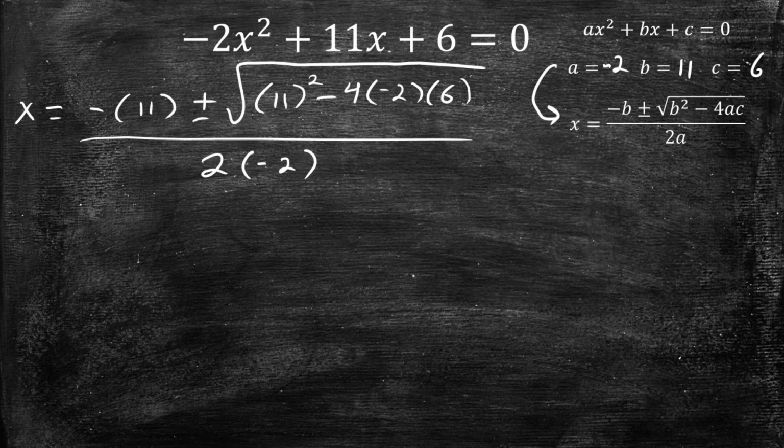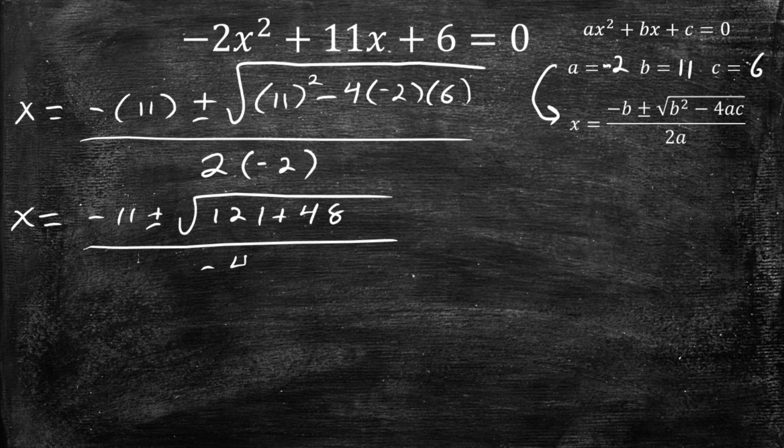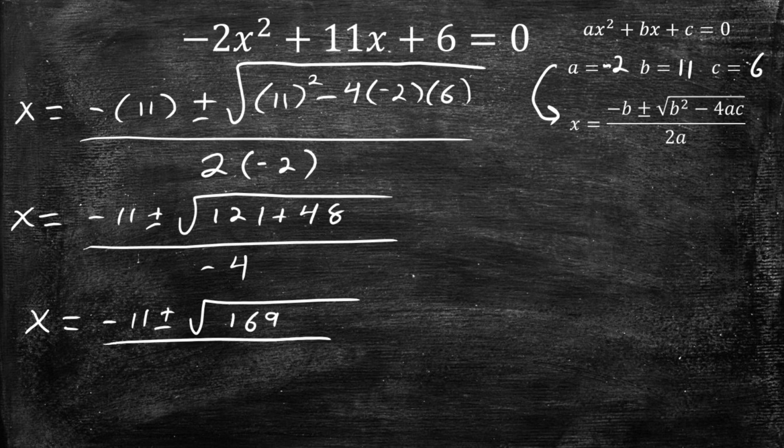All right, so let's go ahead and simplify here. We got x is equal to negative 11 plus or minus the square root of 121. And negative 4 times negative 2 is 8, times 6 is 48, and that's going to be positive, plus 48, because the two negatives make a positive. And that's all over negative 4. Let's simplify a little bit more. You have x is equal to negative 11 plus or minus the square root of 169, all divided by negative 4.